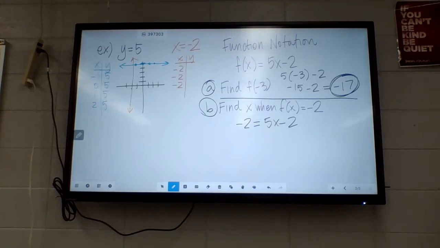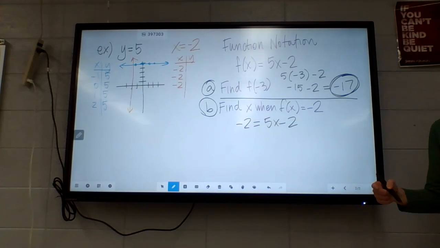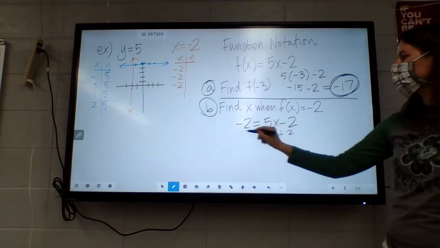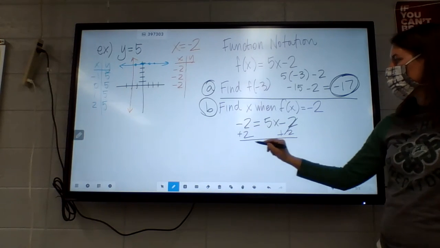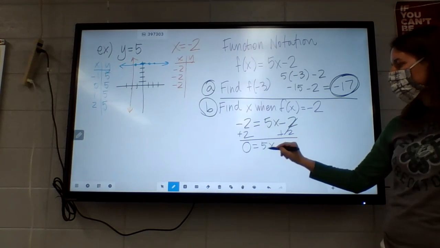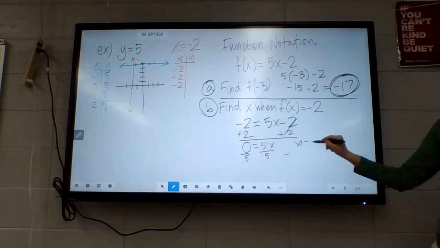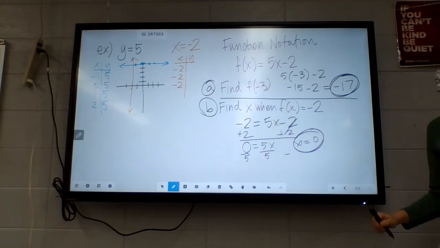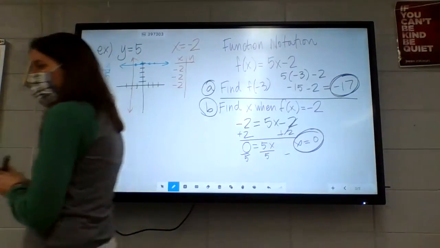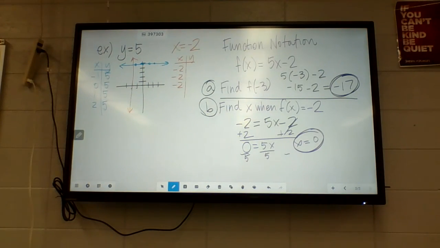Kind of a weird problem in this case. So we have to solve for x, so what are we going to do? You might just know what it is, but yeah. 0. It's 0. So you're going to add 2. This will mean 0 equals 5x. I can divide by 5, and then x is just going to be 0. Okay? Questions there?